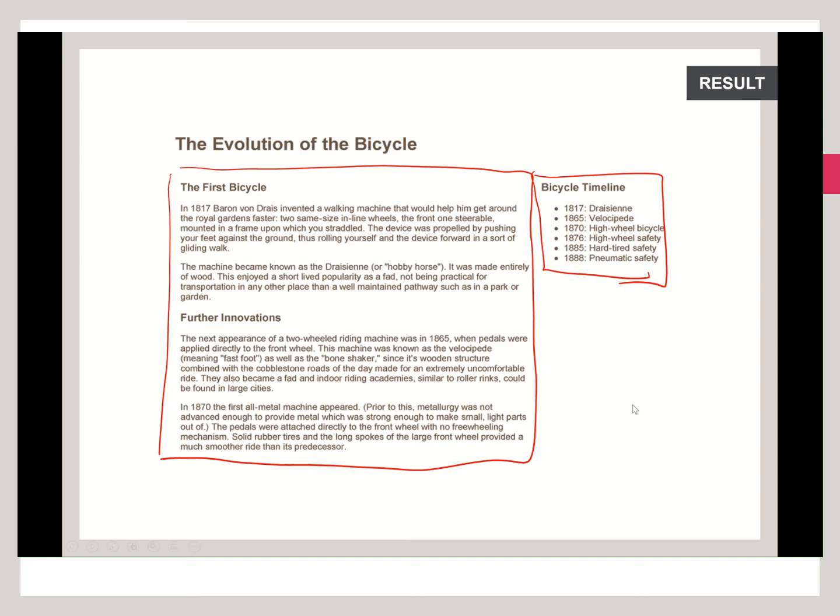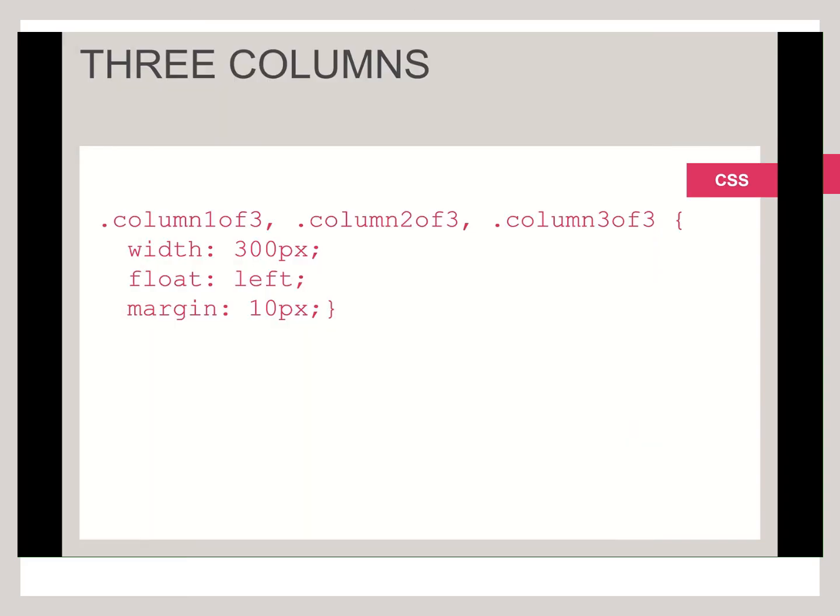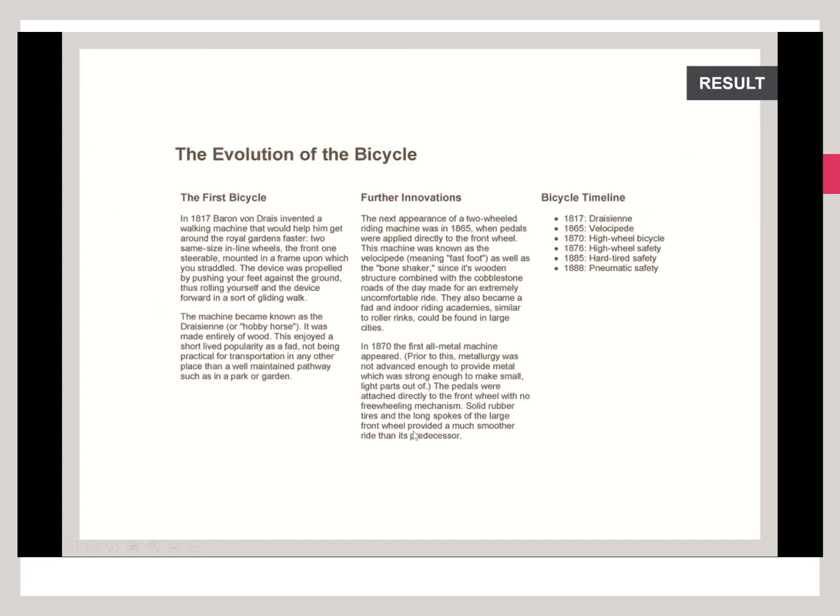Okay, and then for example, if we want to have 3 columns, similarly, correct? We define it this way: 3 paragraphs, and each paragraph has the same width, float to the left, with margin. This is the result. Okay, so let's see the code.